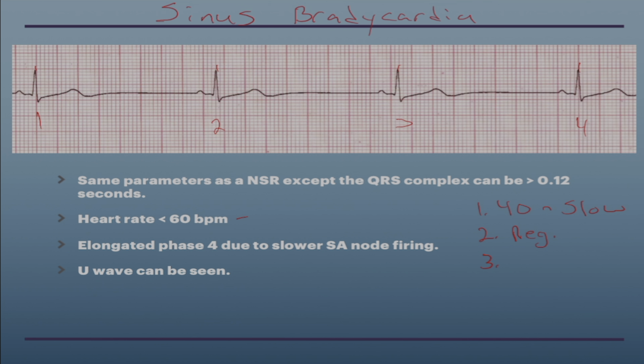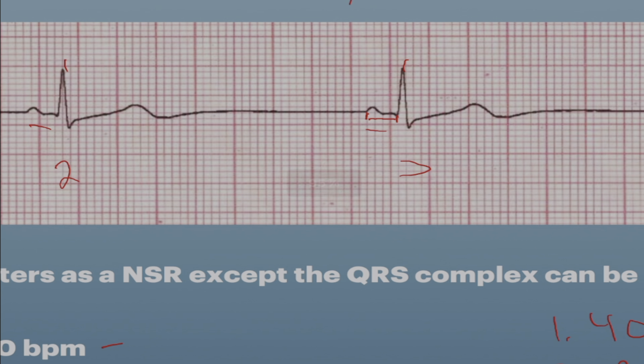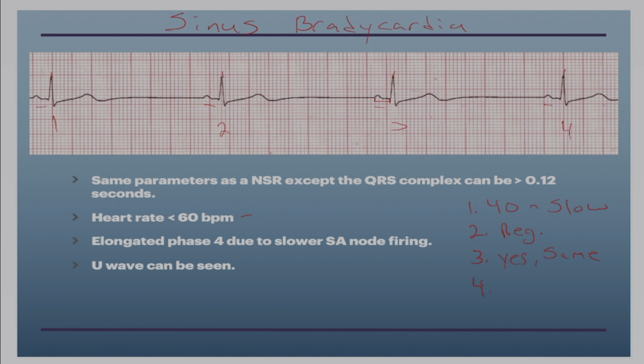I have a P wave for every QRS, and those P waves also are similar in morphology. So yes, they're the same. My PR interval is about 4 boxes here. So a PR interval of 4 boxes would be 0.16 seconds. Now I'd march that out and make sure that these PR intervals are all constant, and we could find yes they are.